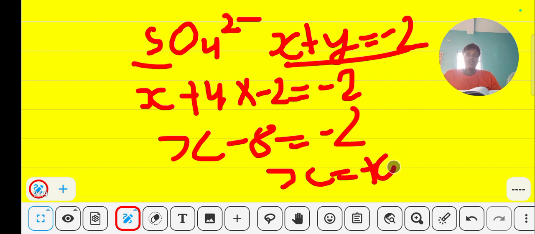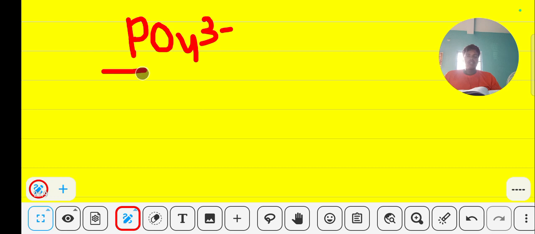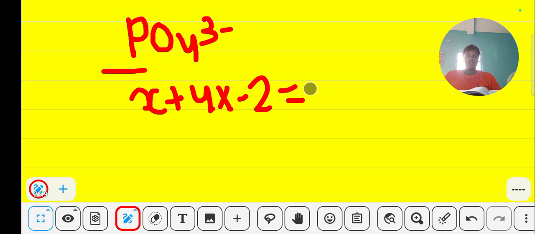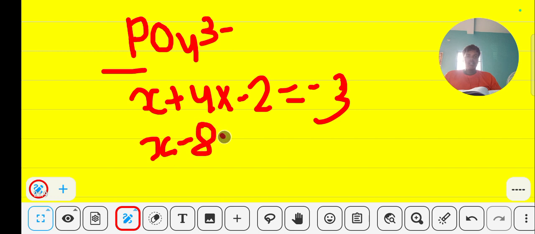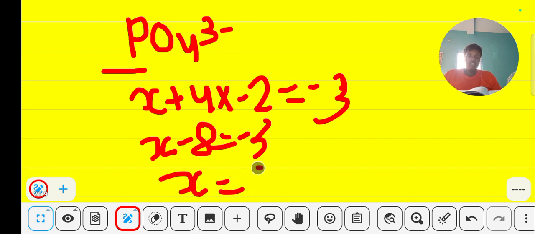Let's talk about another example, the phosphate ion. Here we have to calculate the oxidation state of phosphorus. Let it be x, plus 4 times the oxidation state of oxygen, minus 2, is equal to minus 3. So x minus 8 is equal to minus 3. So x is equal to minus 3 plus 8, that is plus 5.